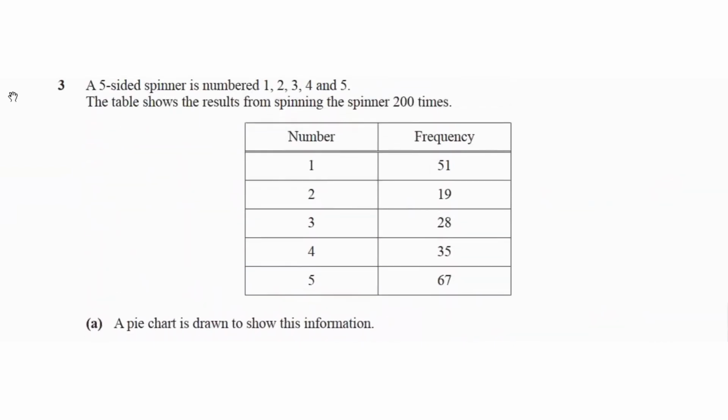Then it says use the results to estimate the probability that the spinner lands on 3. So for the spinner to land on 3, the frequency is given as 28. So the probability of the spinner landing on 3 is going to be 28 over 200, which you can simplify to 7 over 50.